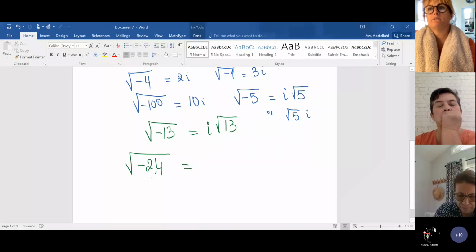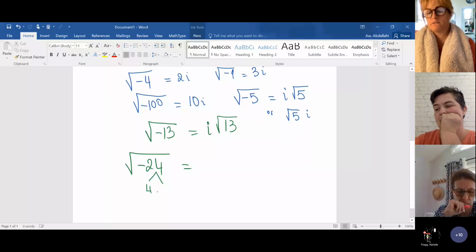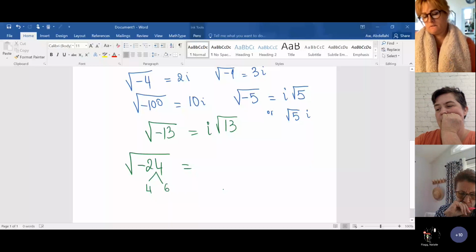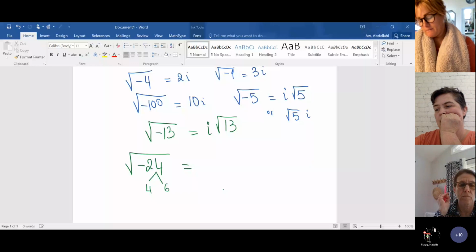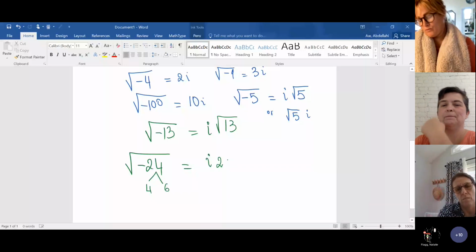By the way, don't forget this technique. It's going to be on the test next week, right? This technique right here is going to be on the test. And then the negative one gives me i. So 4 will give me 2. And the square root of 6, I leave it as is. But this is not very nice. You see, this is not very aesthetic.